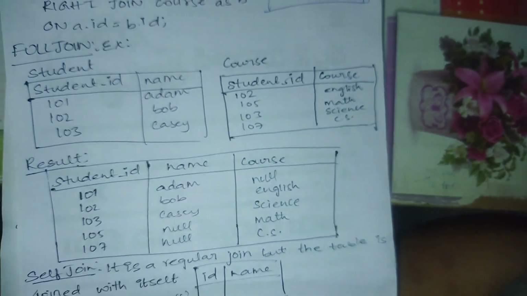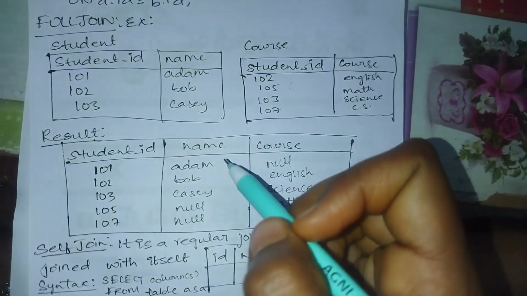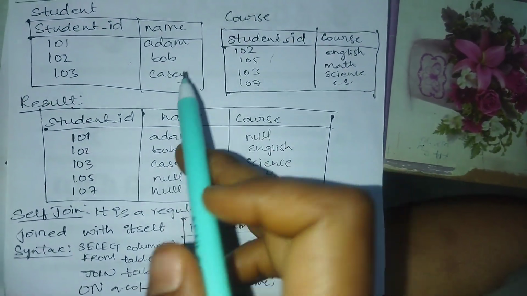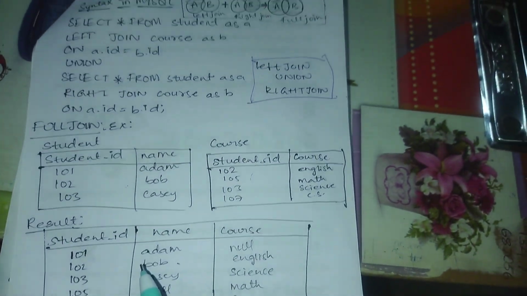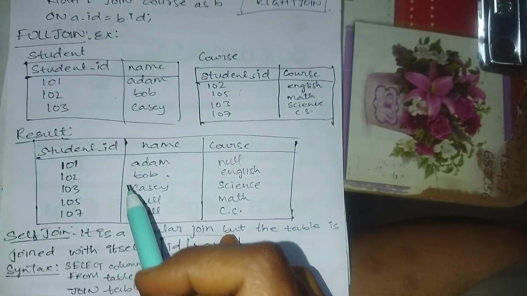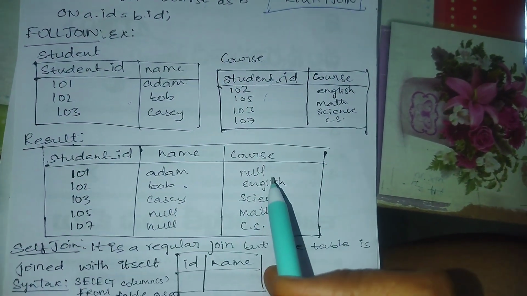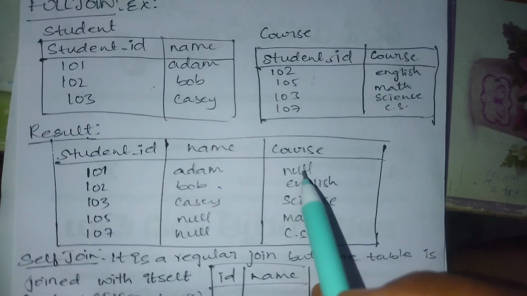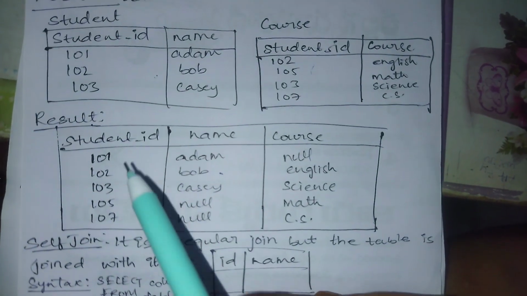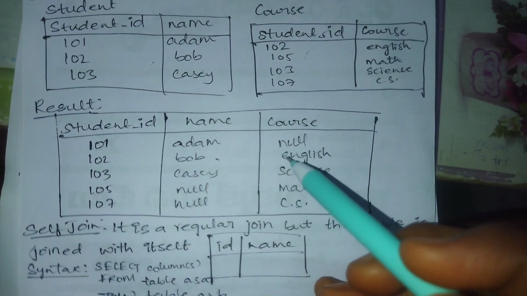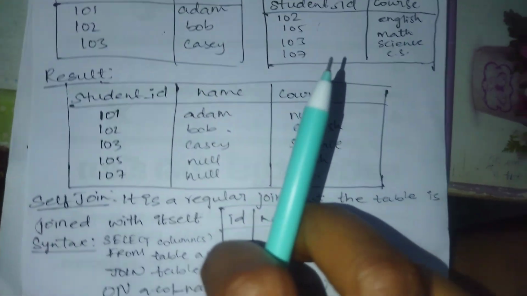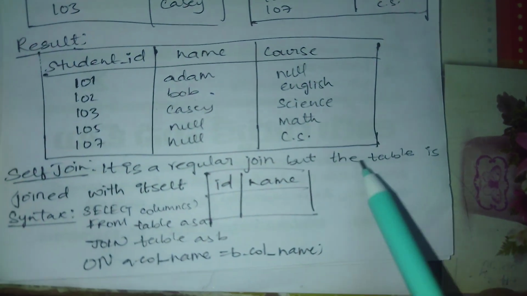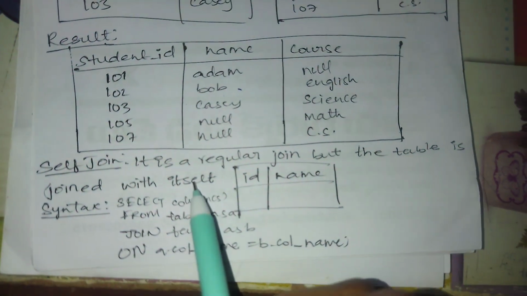Full join: this is the left part, this is the right part of the table. Then for full join, we are adding all the terms: student ID, name, course.